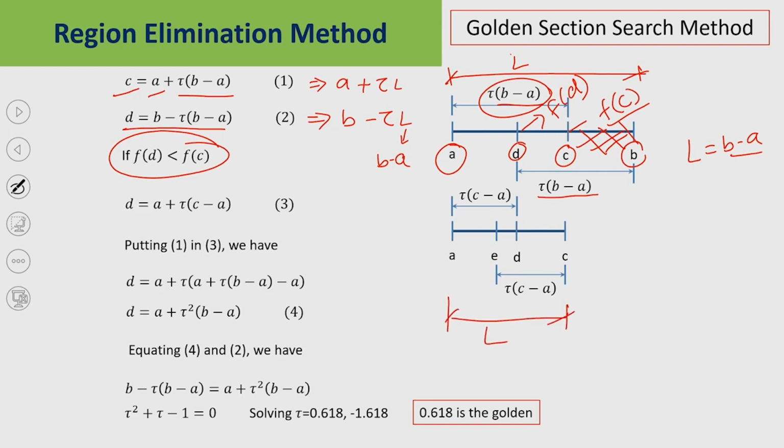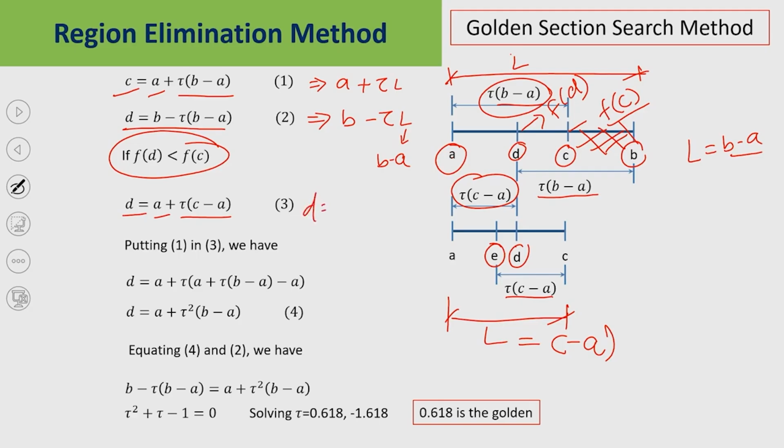Now, what is this new L? L is nothing but now C minus A. So, this is C. Now, the earlier point D will be now tau times (C minus A), and I will take another point E, which is tau times (C minus A) from the right hand side, from C. So, now if this condition is true, what is the value of D now? So, D is A plus tau times (C minus A).